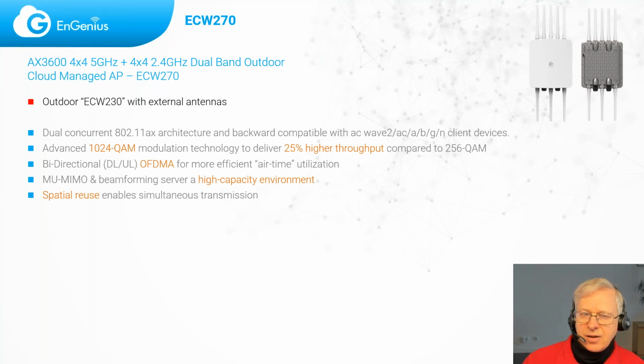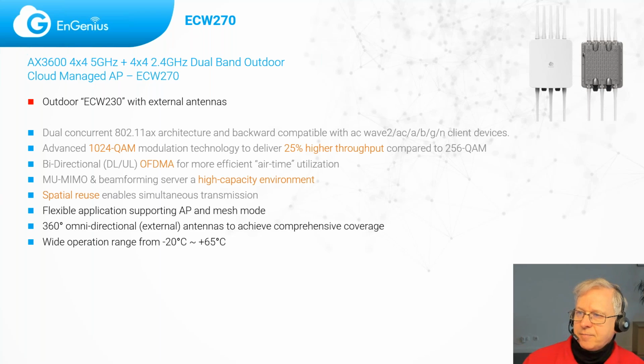Again, the same nice AX stuff, Wi-Fi 6 stuff. The most important thing to note here is that it has a wider operation range than indoor devices, from -20 to +65, which doesn't cover everything, but it will cover a lot. And it has an IP68 rated enclosure. As far as I know, IP68 is the highest rating you can get for this.